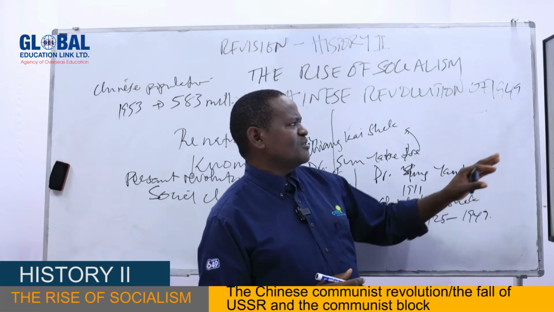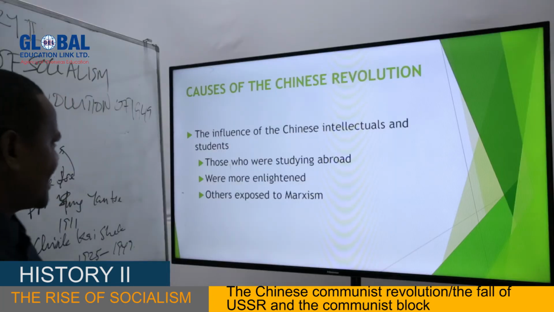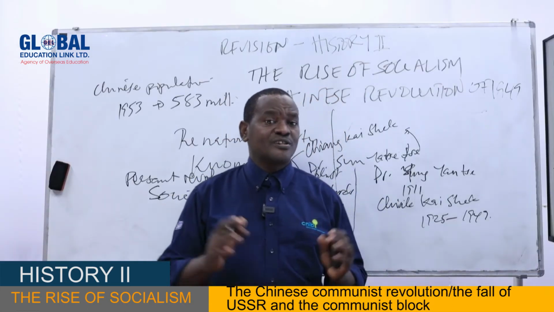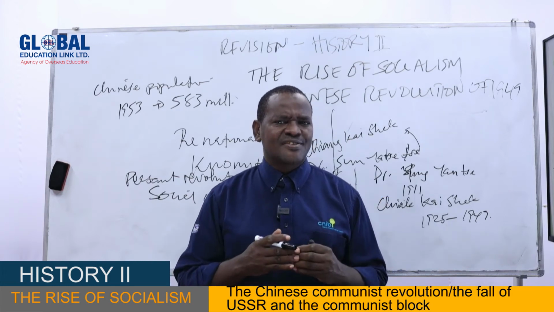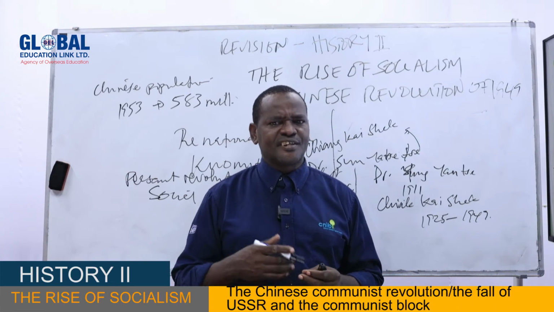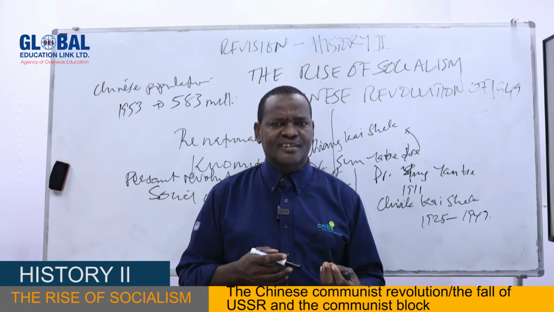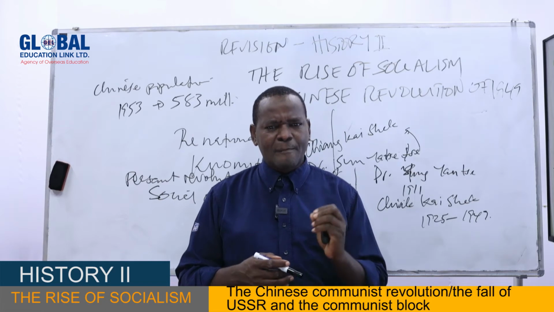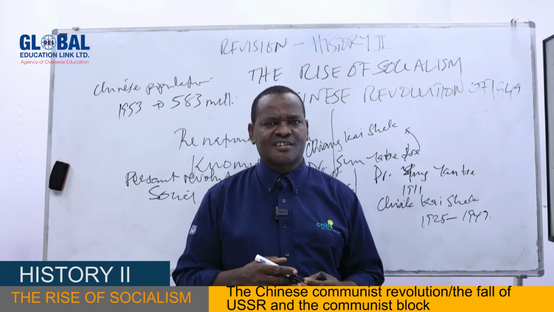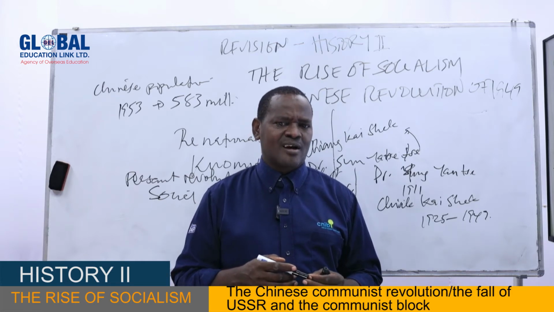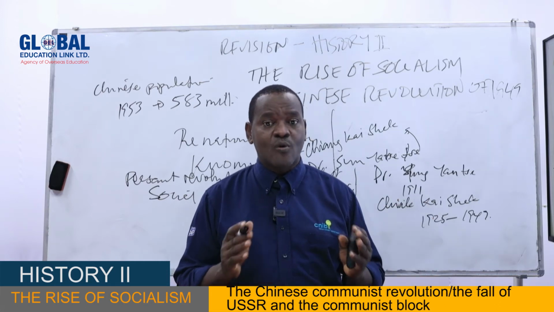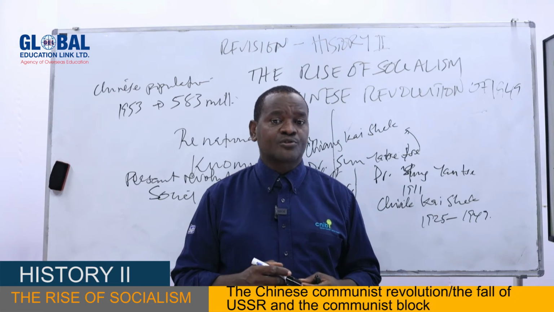My dear students, let's now move to another cause of the Chinese Revolution. And this is the influence of the Chinese intellectuals and students. Some Chinese people went to study abroad. And in studying abroad, they got some new knowledge. They were enlightened. That means those who went to study, for instance, in England, in America, saw democracy and saw how democracy works. Coming back to China, comparing to the way their country was led, they wanted some changes. They wanted the leaders in power, referring to Chiang Kai-shek and before him, Dr. Sun Yat-sen, to be removed because they were autocratic leaders.